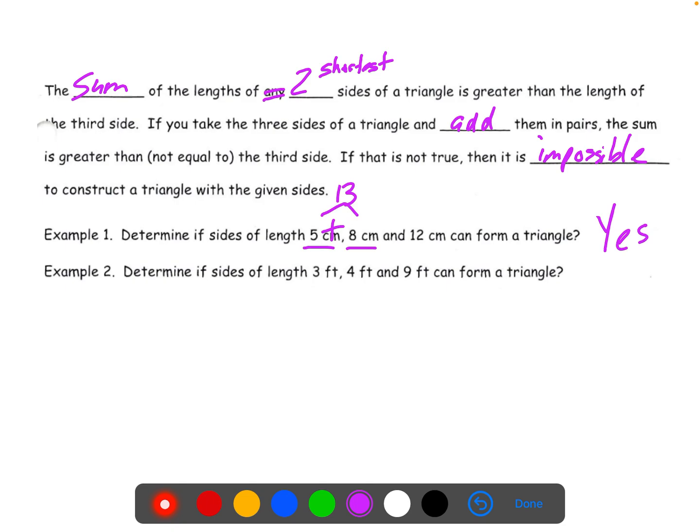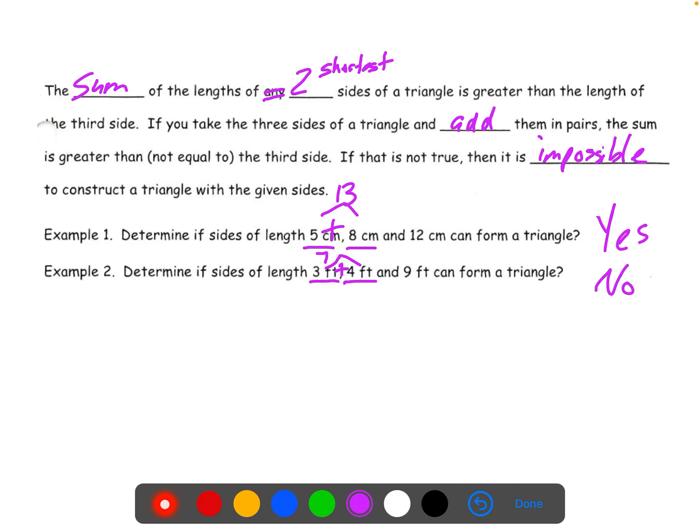For the next one, we'll take the two shortest sides, which is 3 and 4, add them together to get 7. And 7 is not greater than 9, so this would not create a triangle.